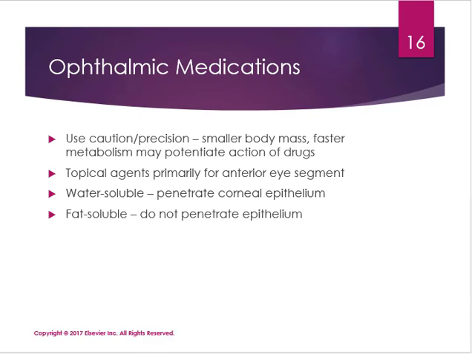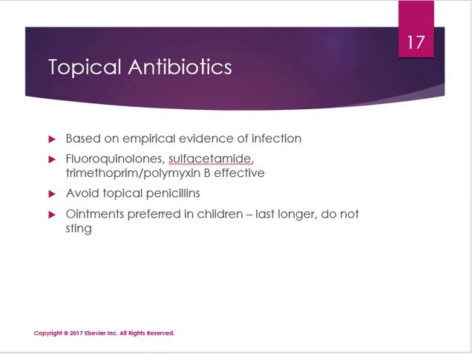So topical agents are primarily used for the anterior eye. Water-soluble products are good for penetrating the corneal epithelium, and then fat-soluble products need to be in places where you're not going to need to penetrate the epithelium. Your choice of topical antibiotics should be based on empirical evidence of the infection. The best choice of antibiotic is one that is often not prescribed for other problems in the body.